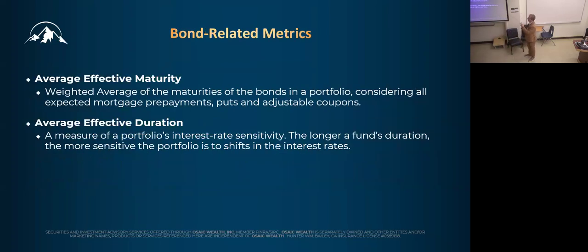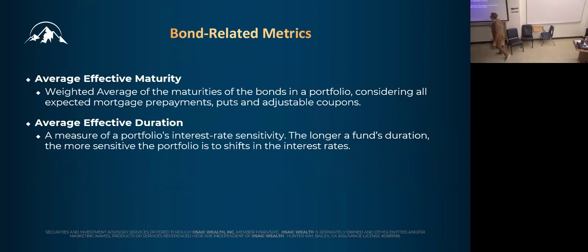There are 2 bond-related metrics that we like to use. There's also average credit quality, which there's actually a handout for. We handed out this SEC brochure about credit ratings. So if you're interested in those, check that out. But these are the 2 things that I look at most often. Yes, credit quality is a bit important, but once you get that, it's pretty easy.